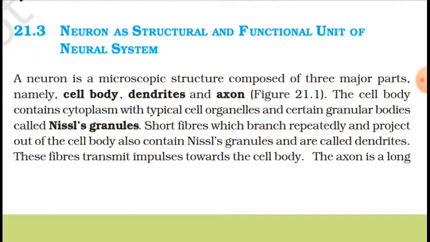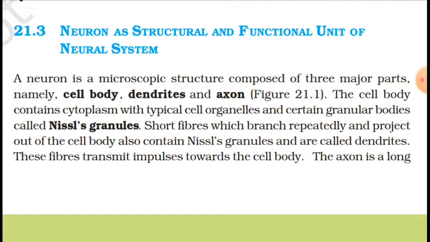If we talk about a typical neuron, its structure has three parts: cell body, dendrites and axon. Now let's study all these parts one by one. First, the cell body. It contains cytoplasm with typical cell organelles and certain granular bodies. These granular bodies are known as Nissl's granules. So the cell body, the main part of the neuron, has cytoplasm with typical cell organelles and granular bodies known as Nissl's granules.